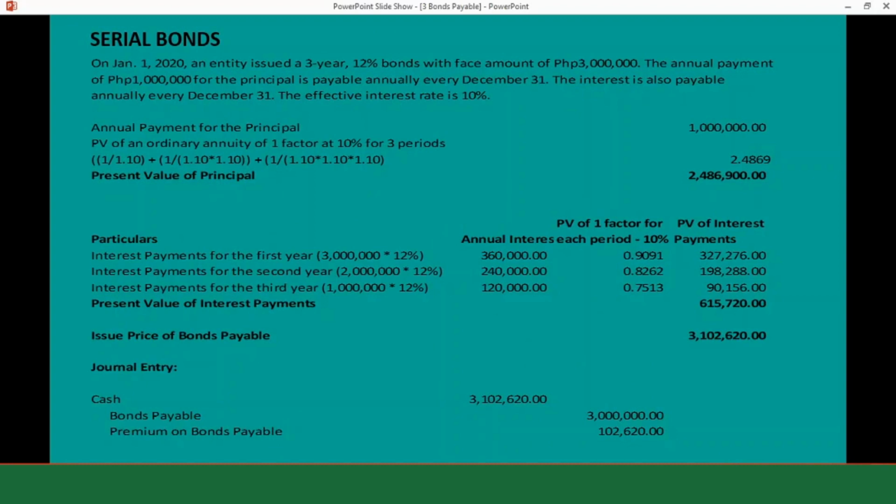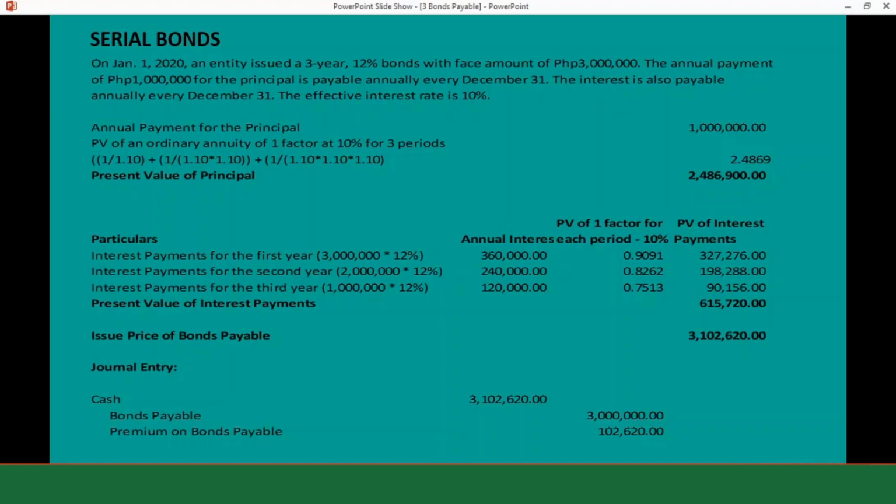Kanina, puro mga term bonds. Isa lang yung due date. This time, may series of maturity dates. So, obviously, ang face amount ng bonds, 3 million, then payable every year ng 1 million. Okay, yung principal amount or principal bonds nababawasan ng 1 million every year. Kasi, syempre, binabayad ng issuer dun sa investor.